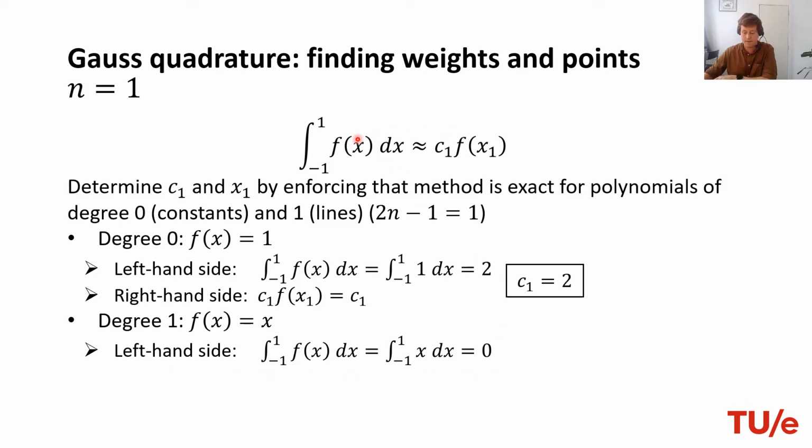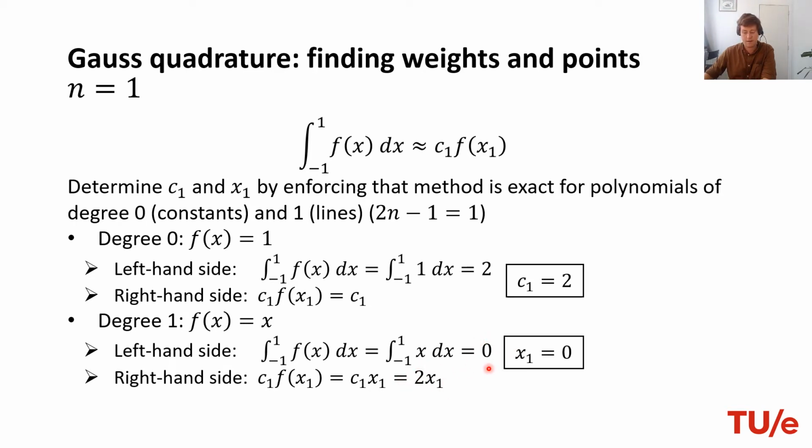Well, what about the right-hand side? So the right-hand side, that is c1 times f evaluated at x1. F evaluated at x1 is simply equal to x1, so this will be c1 x1. And we already know that c1 is equal to 2. So we find that the right-hand side is equal to 2 times x1. Now, since we want this approximation to be exact for these kind of polynomials, well, the right-hand side, 2 times x1, should be equal to the left-hand side, which is 0. And that can only happen if x1 is equal to 0.